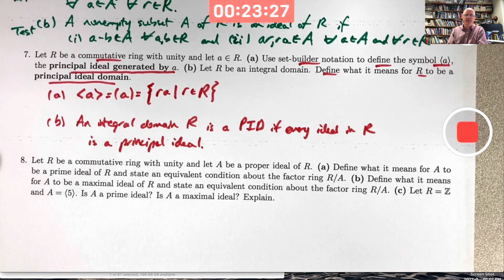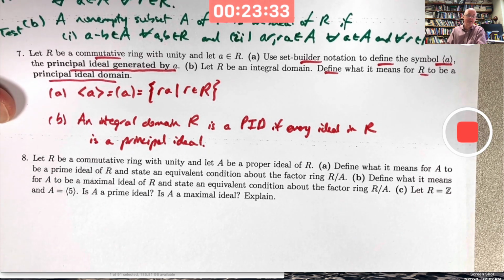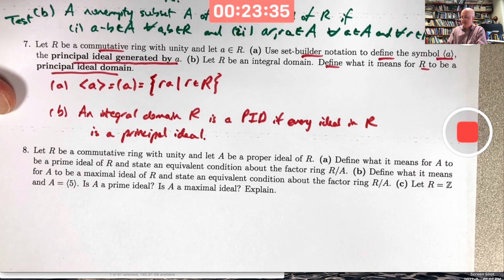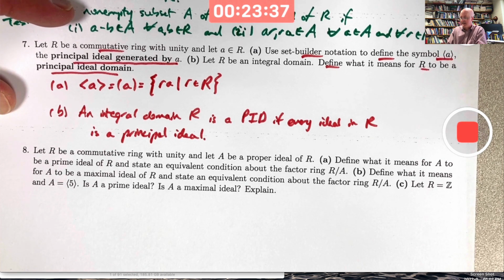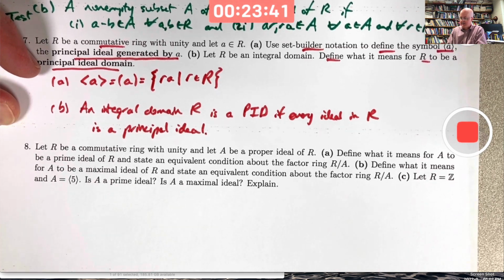You might say, well, aren't fields simplest? And okay, it depends on what you mean by simple. Fields are nice, but maybe not necessarily simple. Principal ideal domains are both nice and simple. Okay, so it is analogous to the idea of a cyclic group.